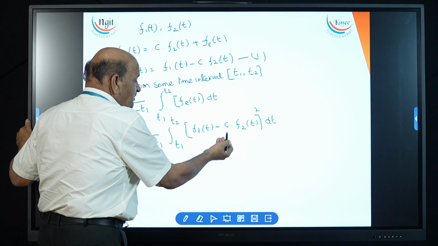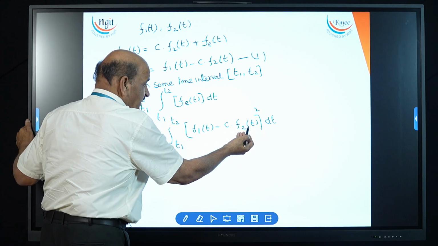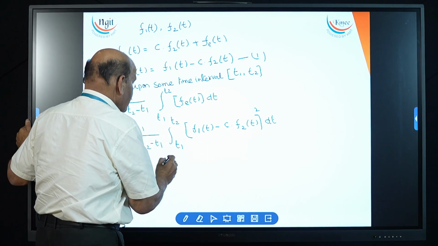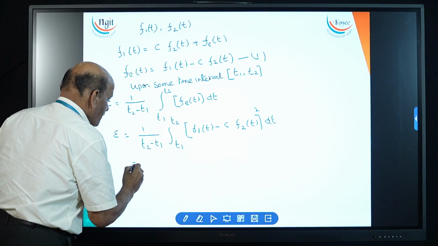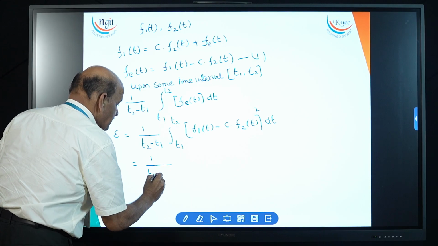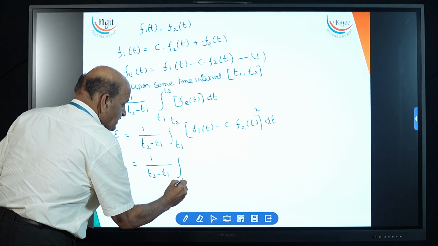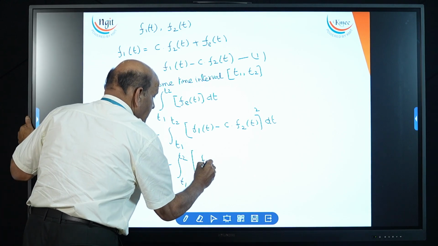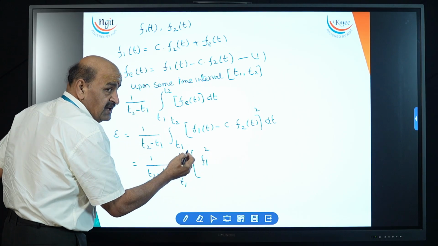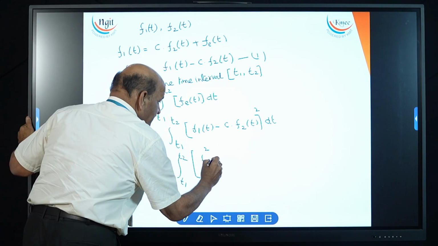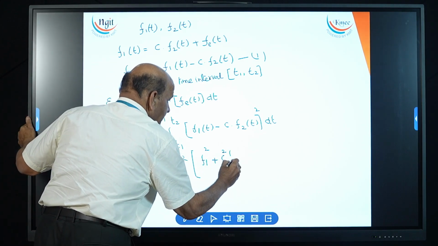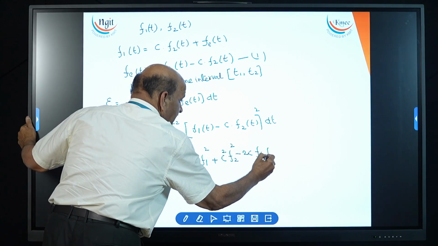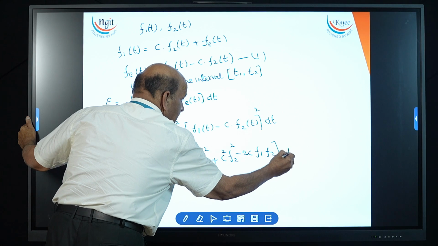Now this can be in the form of a minus b whole square, a square plus b square minus 2ab. So here in this way we are going to get 1 by t2 minus t1 integral t1 to t2, that will become f1 square. No need to write t always, directly I am writing f1 square plus c square f2 square minus 2c f1 f2 dt.